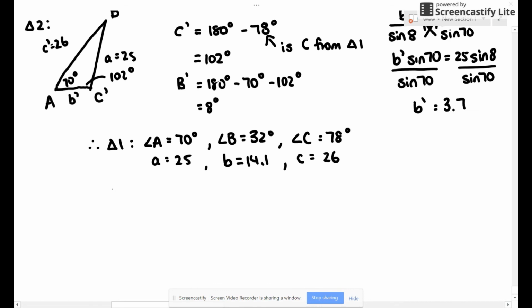And then we also have triangle number 2 now. Angle A stays the same, 70. Angle B for us in my second triangle was 8. Angle C was 102. Side A, 25. Side B was 3.7. And then side C was also still 26. All right, so make sure you know how to do the ambiguous case, especially in the case of solving as well as in word problems.